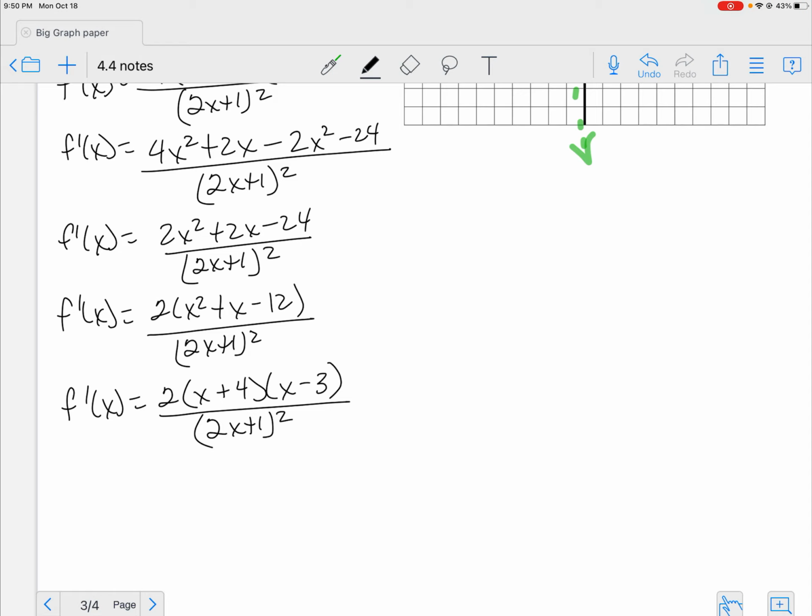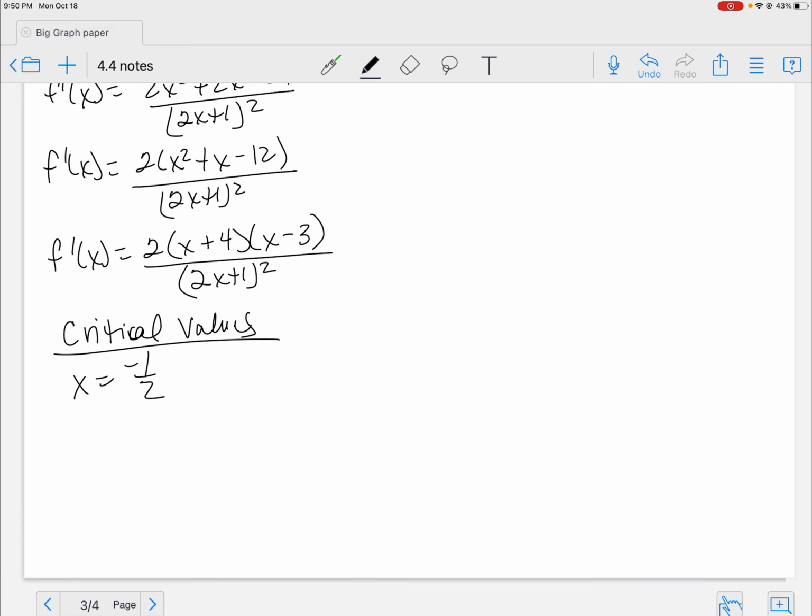Now, when we're looking at this, we have critical values. Your critical values come from where your denominator is undefined. I guess we'll stay black. So if I want to find critical values, I'm going to say where x is equal to a negative 1/2, because that part is undefined.